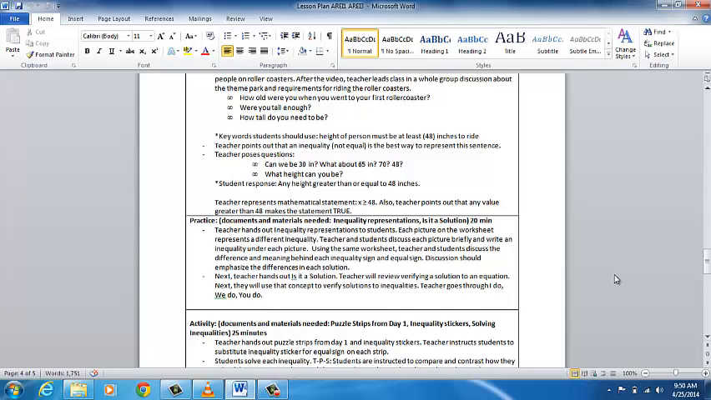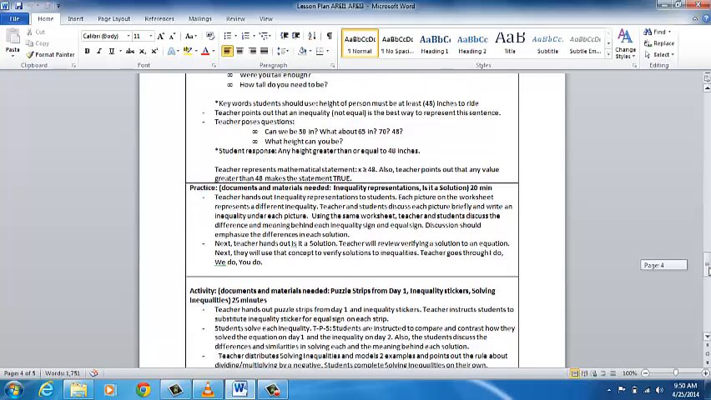Now, in terms of practice, the students will be working through the worksheets Inequality Representations and Is It a Solution. This should take 20 minutes. The teacher will hand out Inequality Representations for students. Each picture on the worksheet represents a different inequality. Teacher and students discuss each picture briefly and write an inequality under each picture. Then the students and teacher are going to discuss the difference and meaning behind each inequality sign and equal sign. The point is what it really is, an inequality versus an equality.